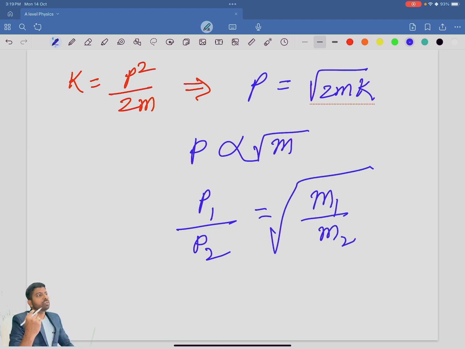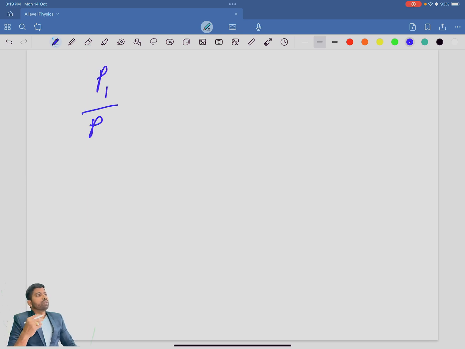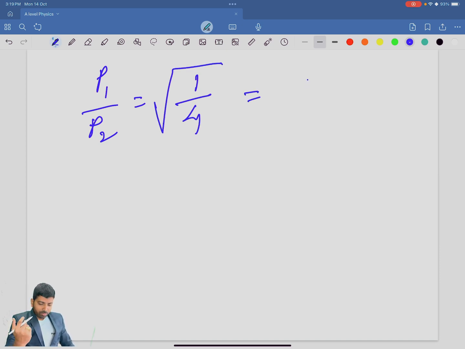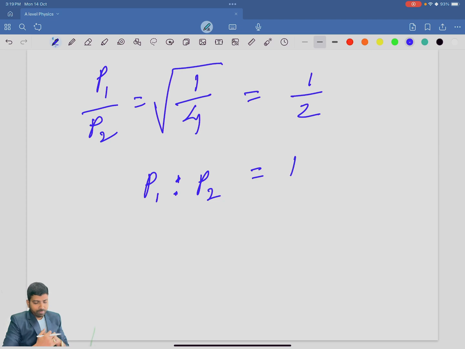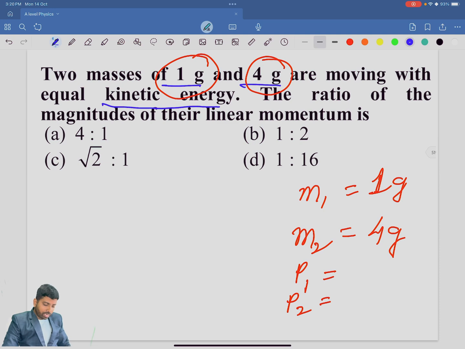That means I can write P1 upon P2 must be equal to square root of m1 upon m2. Answer is yes. So in the next step, P1 upon P2, and the masses are given 1 gram and 4 gram respectively. So the square root of 1 upon 4 is 1 upon 2. Therefore the ratio P1 is to P2 is equal to 1 is to 2. So our answer is 1 is to 2. Option B is the right answer.